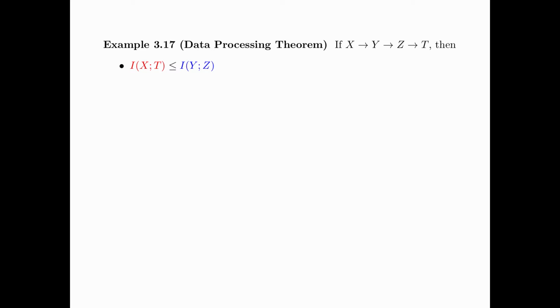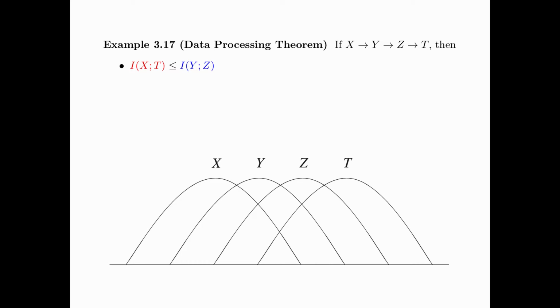The next example is the data processing theorem that we have discussed in Chapter 2. It says that if X, Y, Z, T forms a Markov chain, then the mutual information between X and T is less than or equal to the mutual information between Y and Z. This is readily seen in the information diagram for the Markov chain X, Y, Z, T.